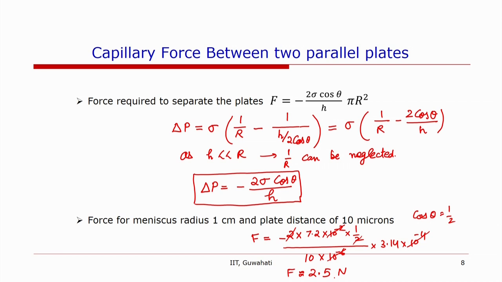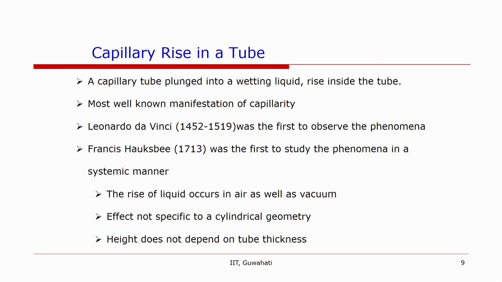So this is just to get a feeling of the order of magnitude of the forces that are required to separate the plates. We can see that if the distance between the plates is more, so if it is 100 micron, then the force will be 0.25 Newton. So this is a force that becomes dominant only when the distance between the plates is small. Okay. Another very popular, very common example of capillarity is the capillary rise in a tube.